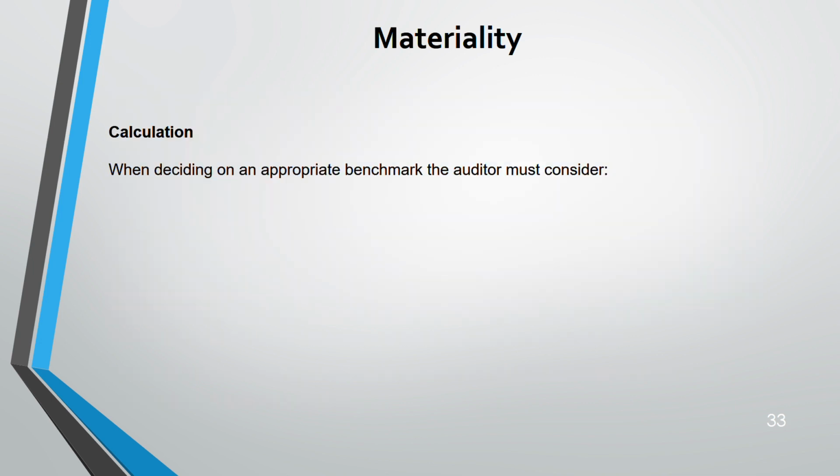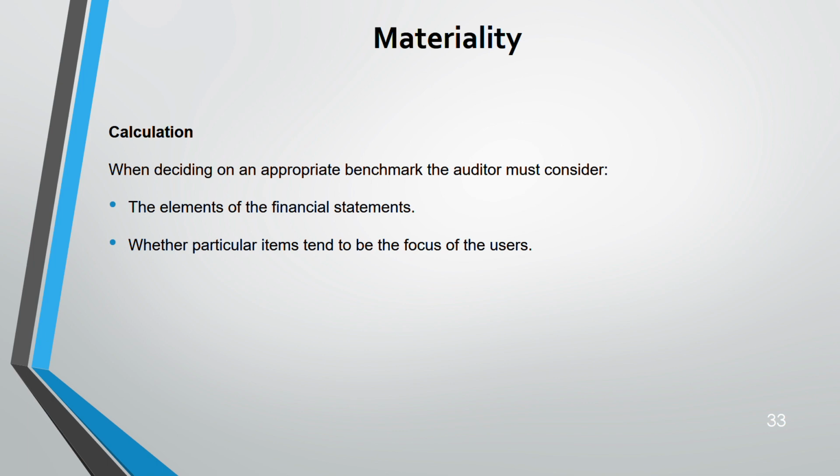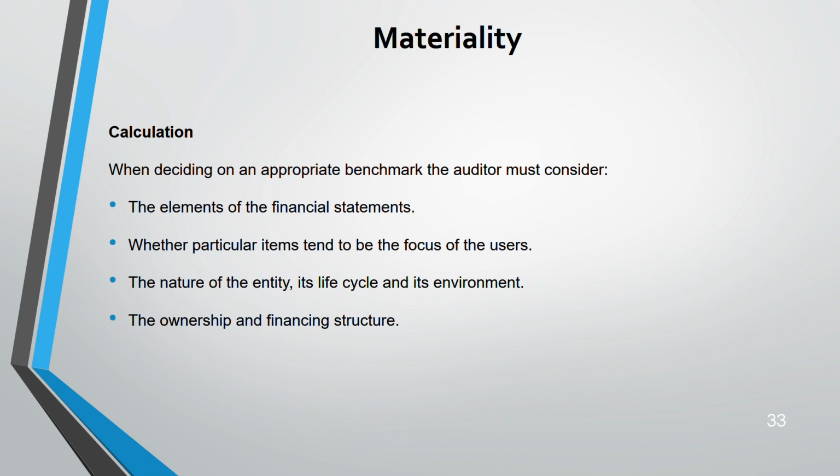Now, calculation. When you're deciding on an appropriate benchmark, the auditor has to consider a few things. With calculation, a few things matter. Just don't look at the figures in isolation. The quantitative threshold, there are some things. For example, look at the elements of the financial statement. Look at the particular items that could be the focus of the user. The nature of the entity, its life cycle and environment, the ownership and the financing structure, the relative volatility of the benchmark. All this needs to be taken into account when you are taking just the figure.